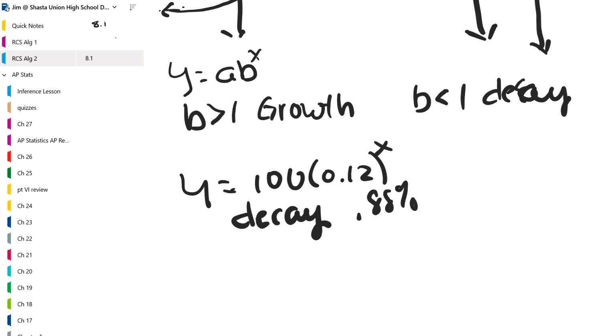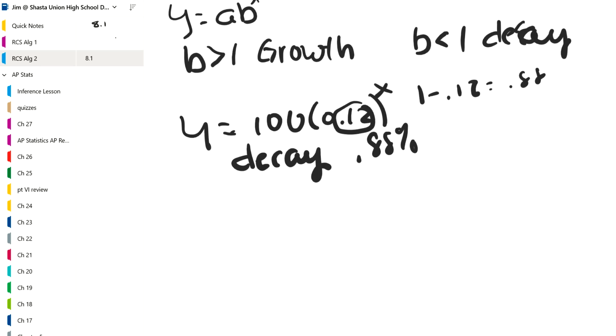And the decay percentage is 88%, or 0.88. Now how did I get that? I took this number in here, and I subtracted it from 1. That is how much it has decayed. Okay, that's how much it's decaying with each value of x that goes up.